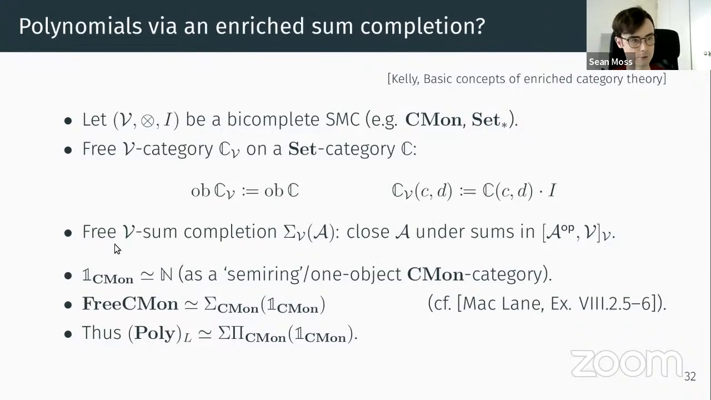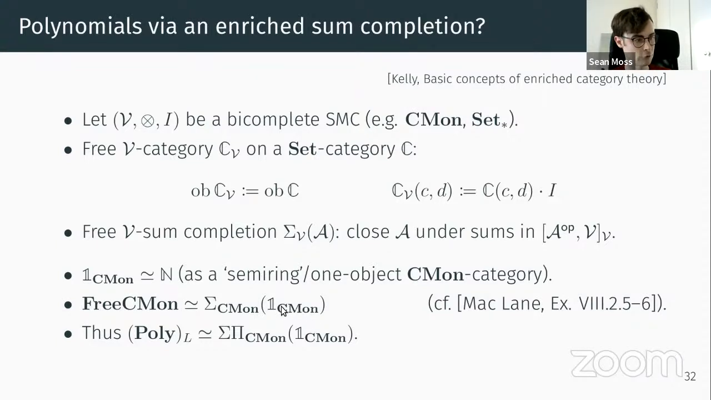Secondly, there's a V-enriched notion of sum completion, which is exactly the same, except I take V-enriched presheaves valued in V instead of sets. Okay. So if I do this starting with 1, if I take the free commutative monoid category on that, then I get the natural numbers, not considered as a monoid in the usual way, but as a semi-ring. So it's a one object category whose morphisms are natural numbers. Composition is multiplication, and the addition on the Hom set is addition of natural numbers.